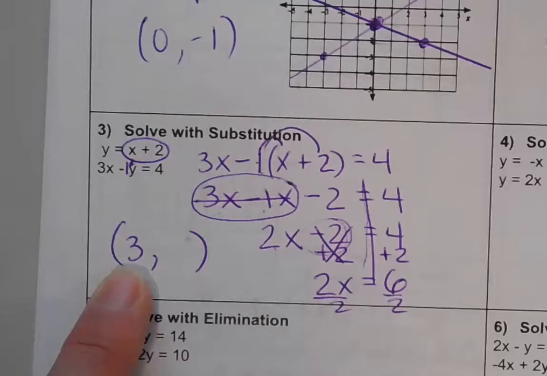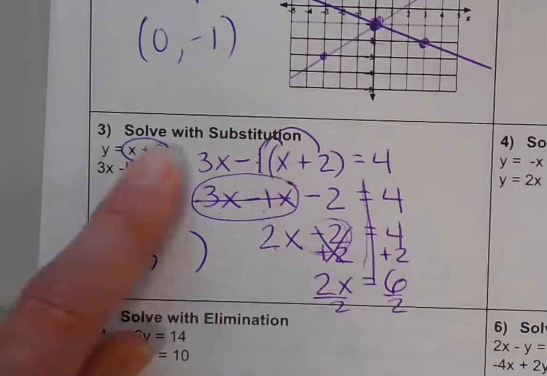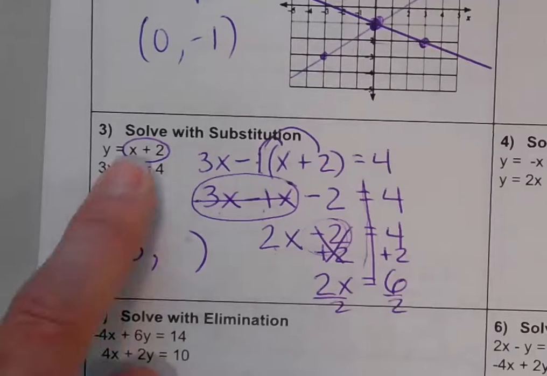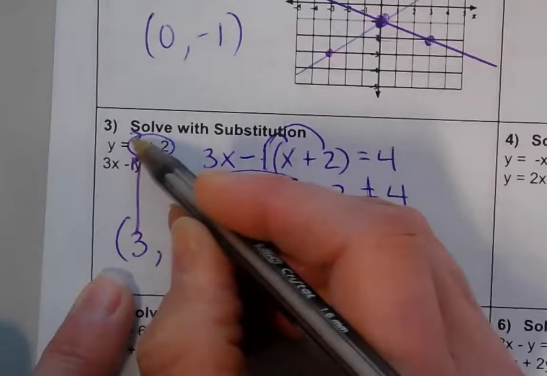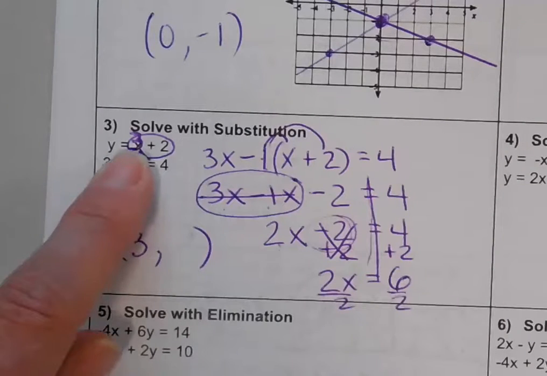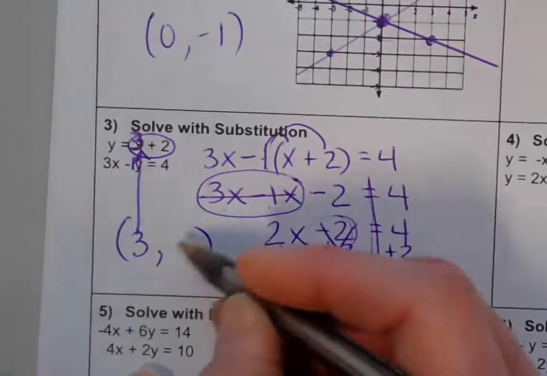So I'm going to put the 3 in the x, where the x coordinate goes. We still have to solve for y, so we look at which equation looks easier. Obviously the first one. So all I have to do is put 3 for x. So put 3 right on top of the x. That's what x is. 3 plus 2 is 5. So that means y is 5.